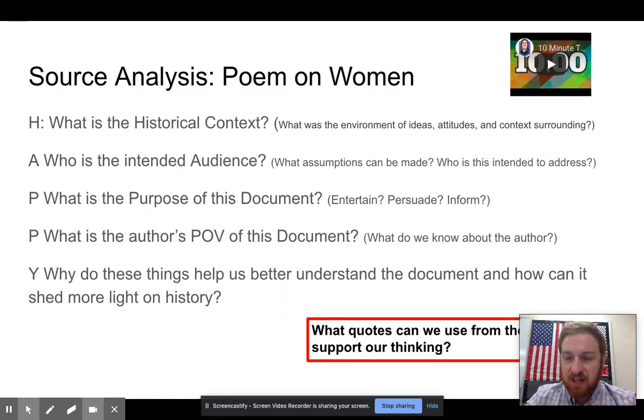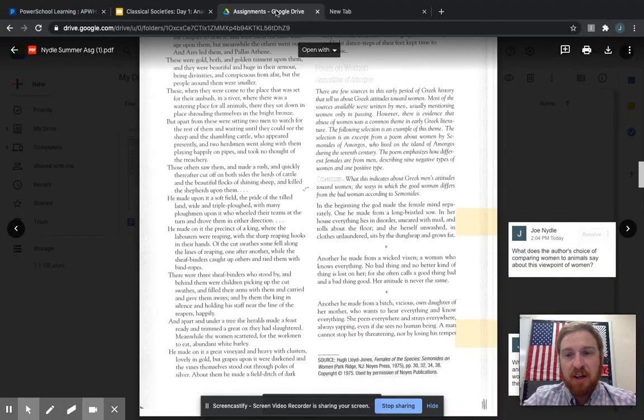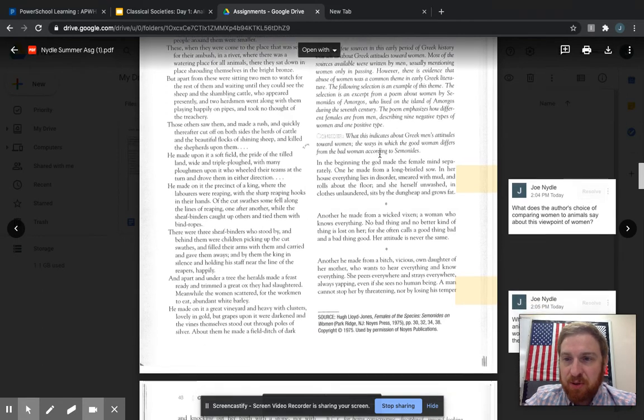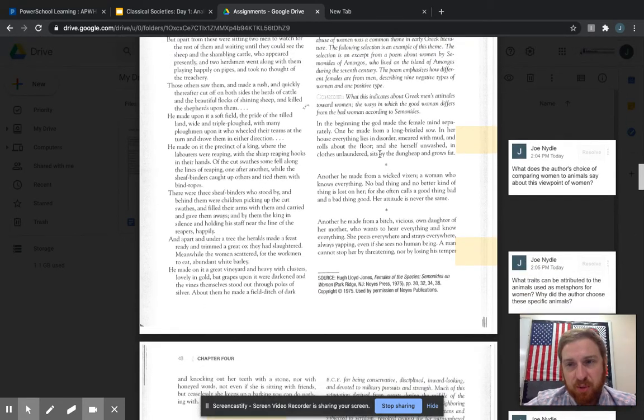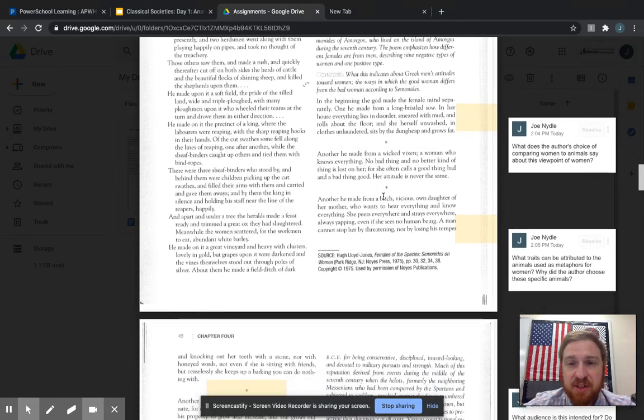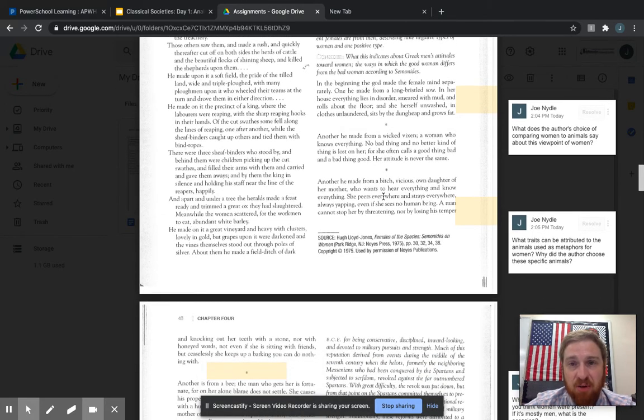In terms of the actual document itself, I would encourage you to look through at the author's choice of words and metaphors. So comparing women to animals and which particular animals he chooses and why that is. How does that serve the purpose of this document? What is it about a sow or a vixen and how does he draw parallels to that and a type of woman?